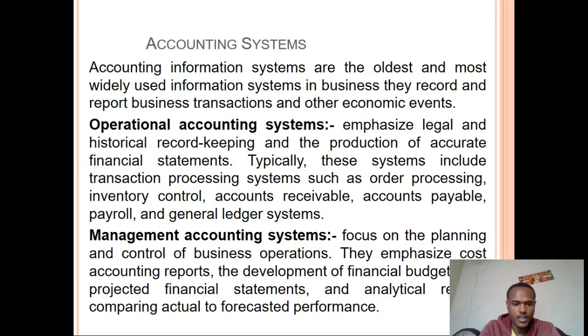The accounting system is the oldest and most widely used information system. This accounting system is also divided into many categories. The first one is the operational accounting system. The operational accounting system mainly emphasizes legal and historical record keeping. It deals with legal and historical record keeping and the production of accurate financial statements.